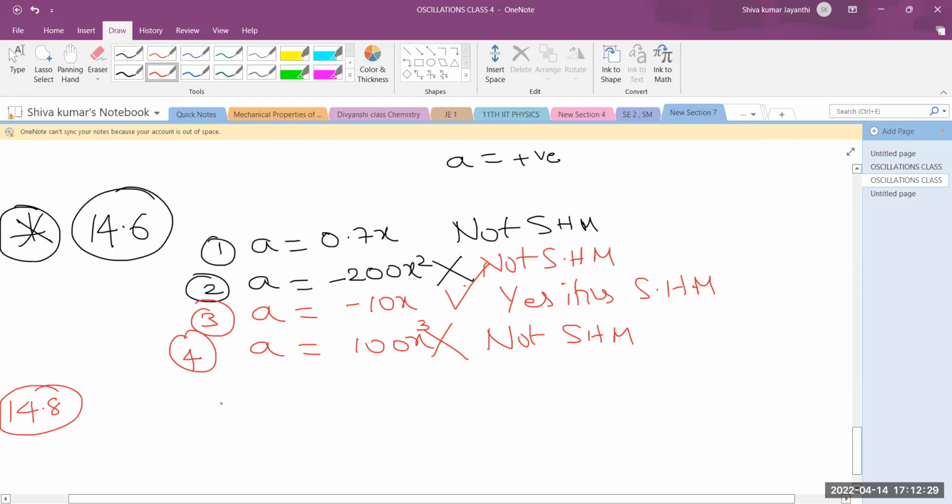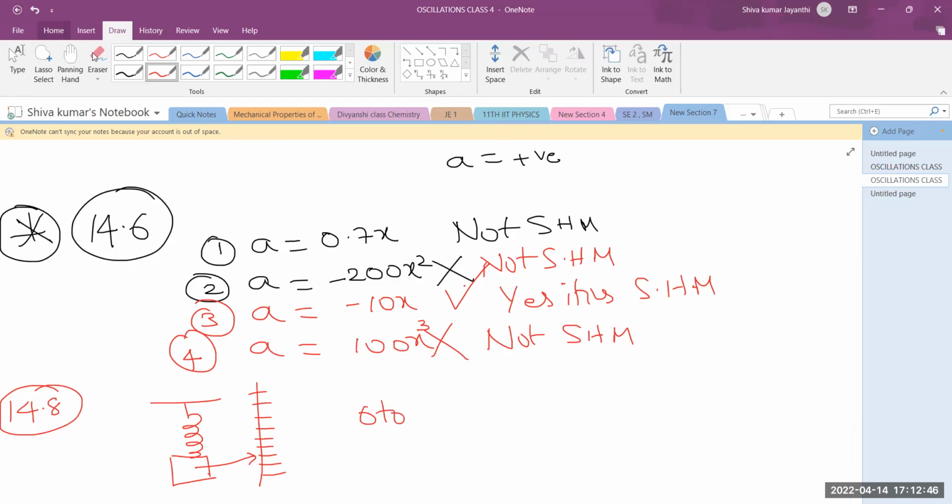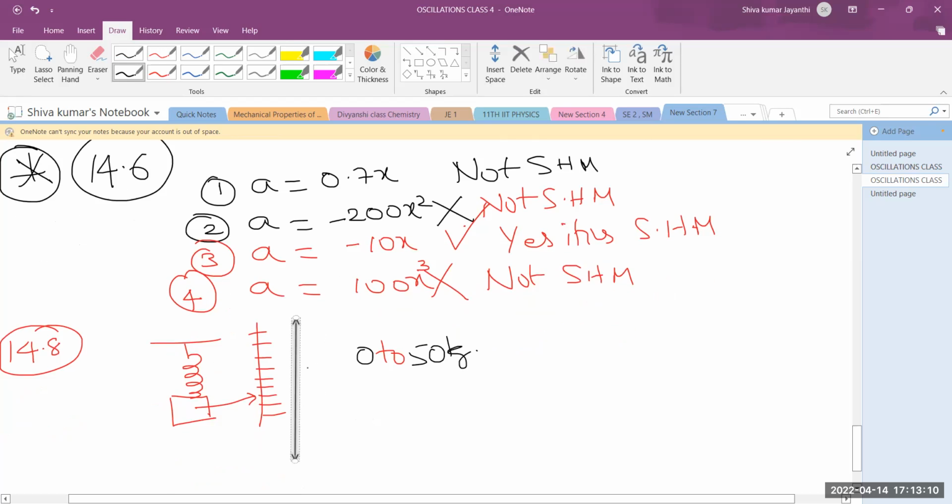A spring balance has a scale reading. Scale reading means on the reading it is shown. The spring balance scale reads 0 to 50 kg. Length of the scale is 20 centimeters.